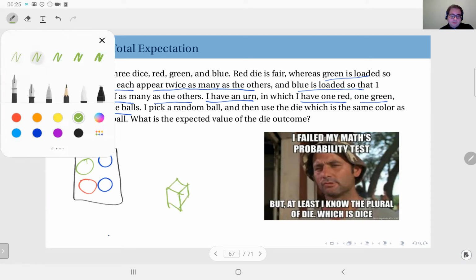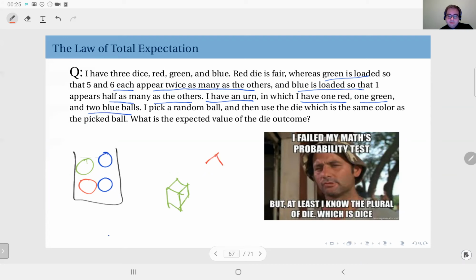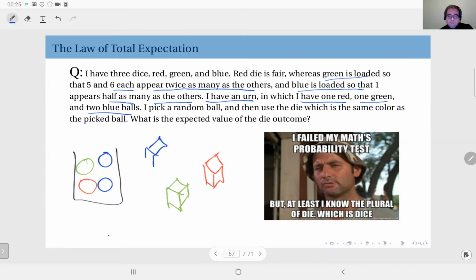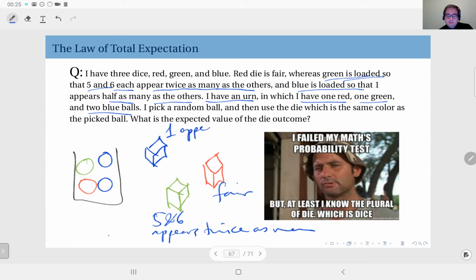This is your urn, and then you have, of course, the dice. One green, one red, and then one blue. Okay, so red is fair. Green is loaded. 5 and 6 appear twice as many as the others, and with the blue, one appears half of the normal. Okay, so this is the situation.